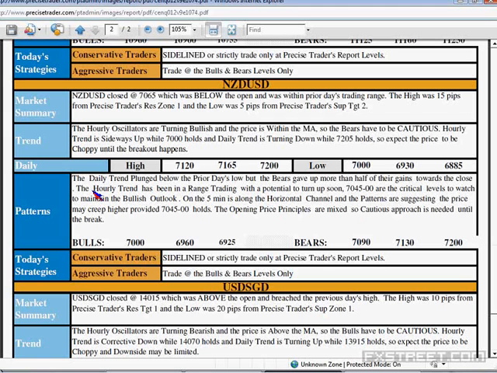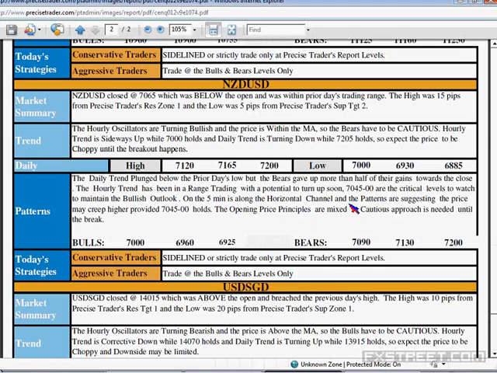And the hourly trend has been range trading with the potential to turn up soon. And 70.45 and the 70 figure are the critical levels to watch to maintain the bullish outlook. So in other words, to support our analysis, the price should not trade below 70.45 or even the 70 figure. If it goes below these two levels, then our analysis or our assumption is wrong.